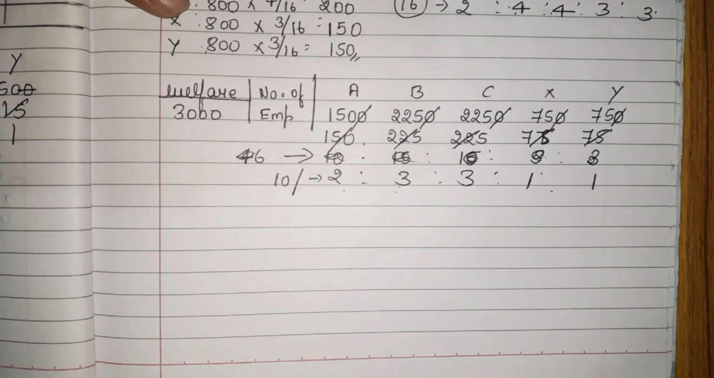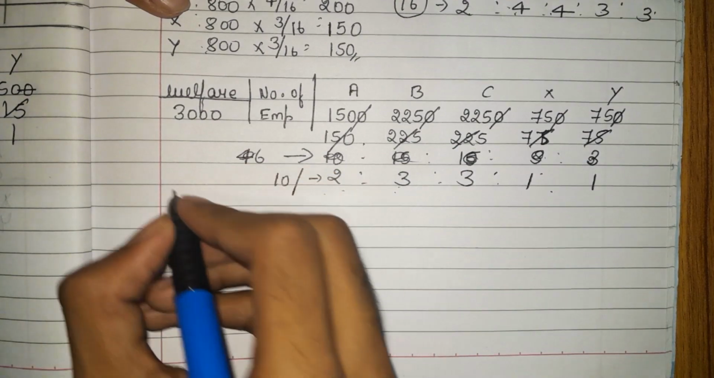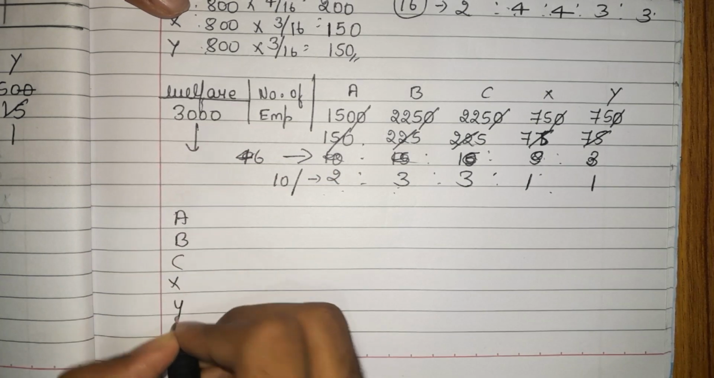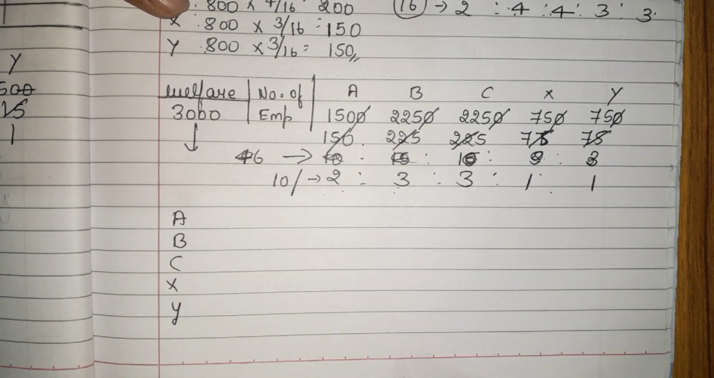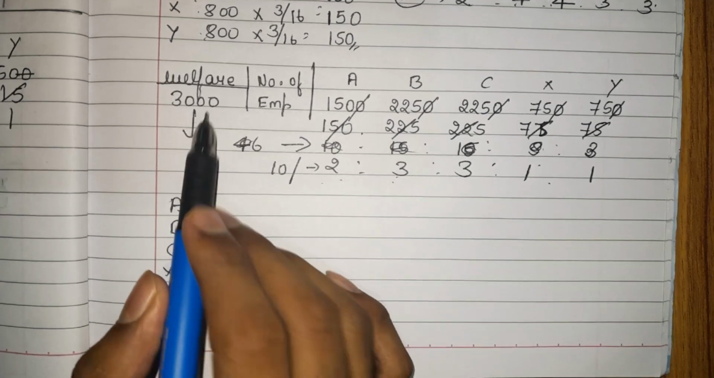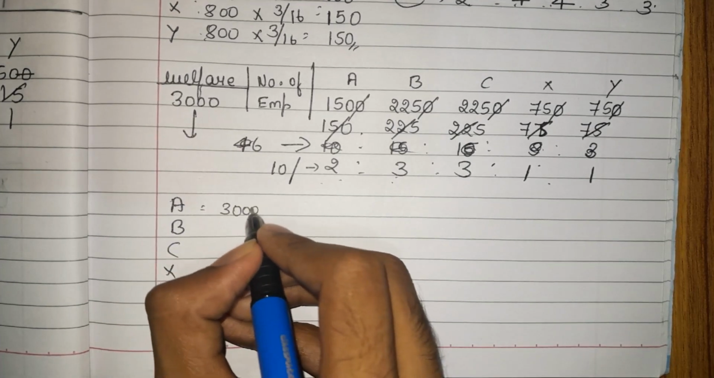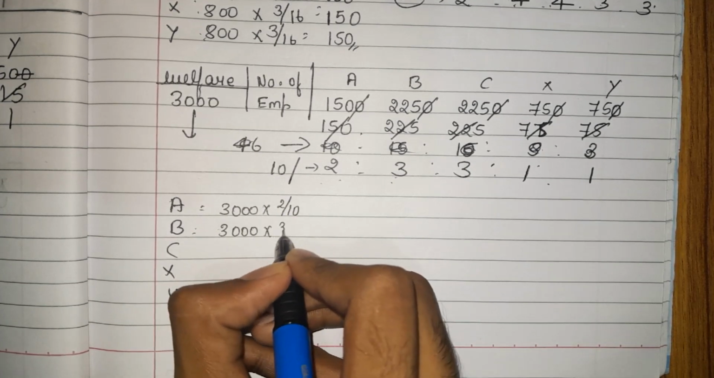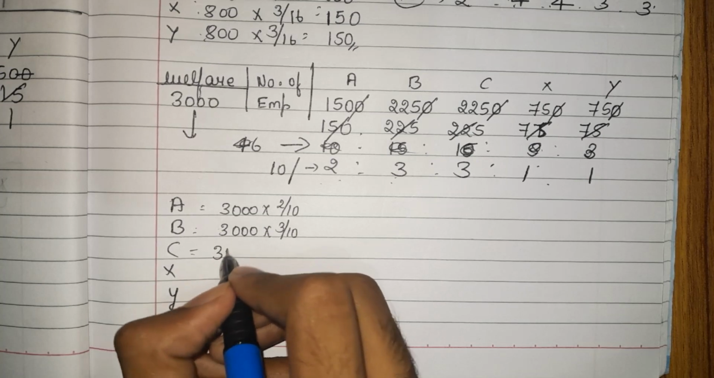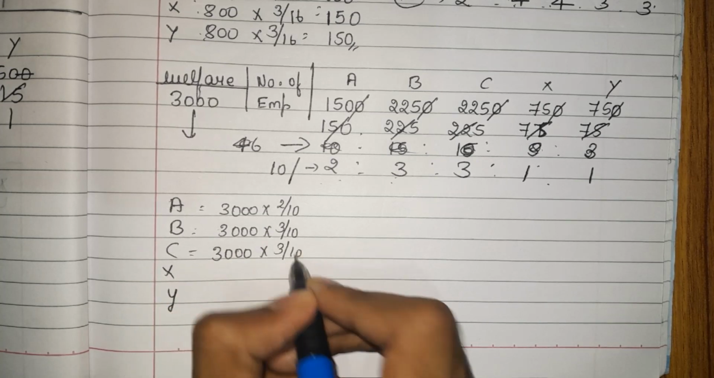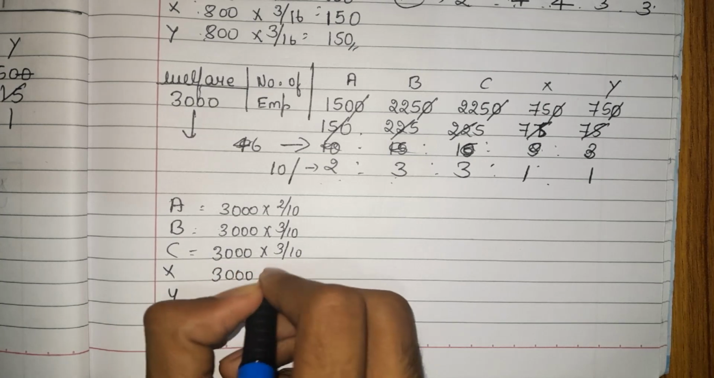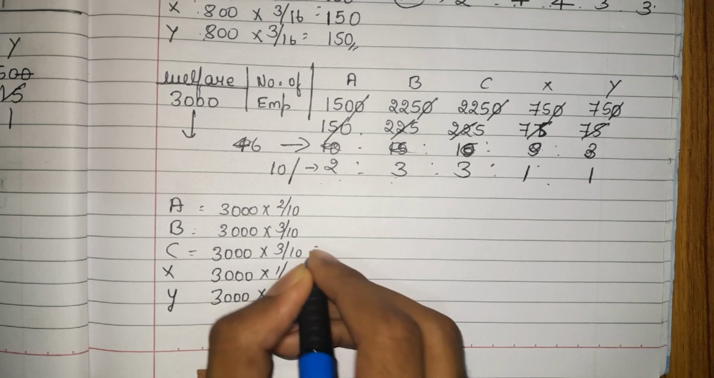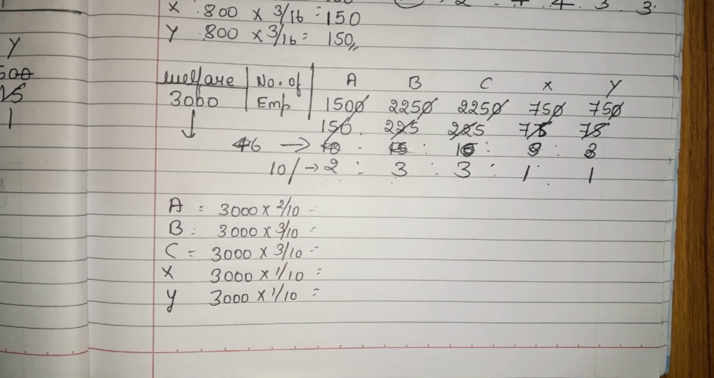Now we have to distribute this among A department, B department, C department, X department and Y department. Now A department it will be 3000 into 2 by 10. B department will be 3000 into 3 by 10 and C department it will be 3000 into 3 by 10, and X department it will be 3000 into 1 divided by 10 and Y department also 3000 into 1 divided by 10.